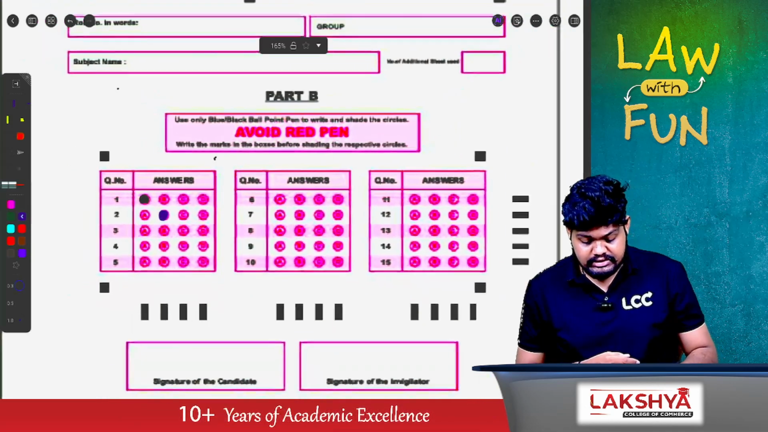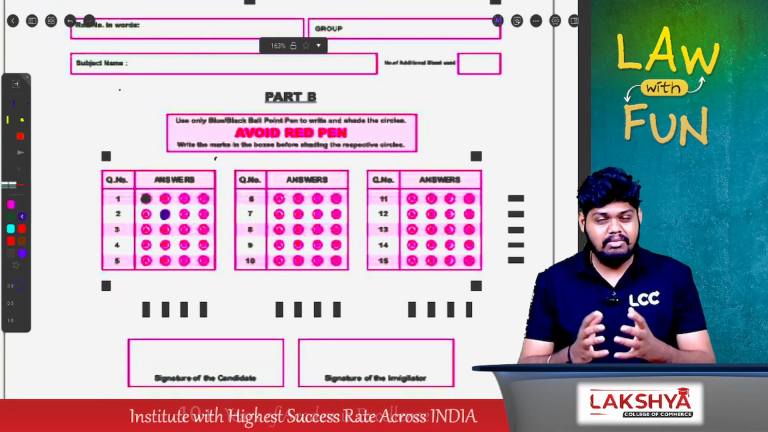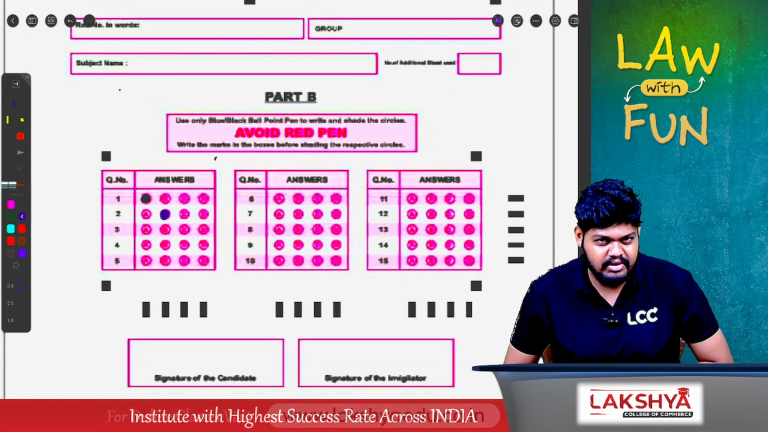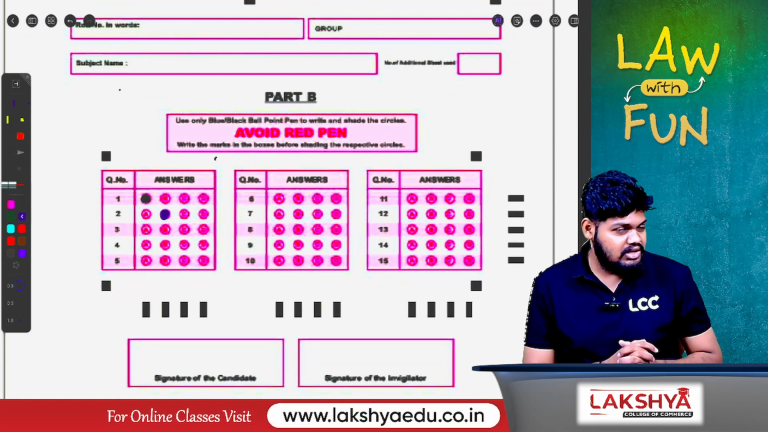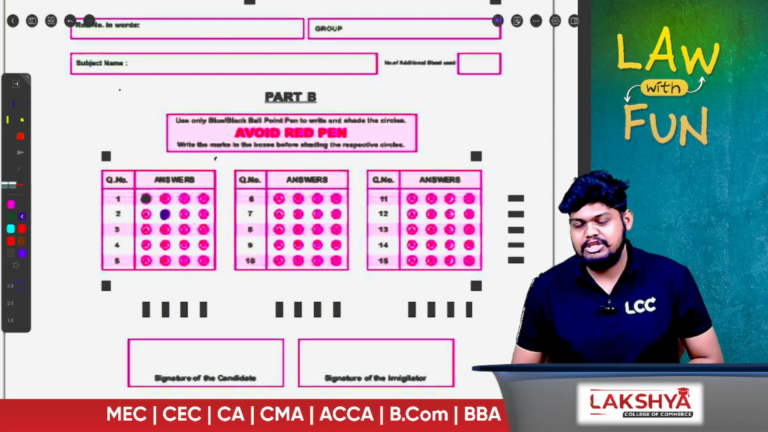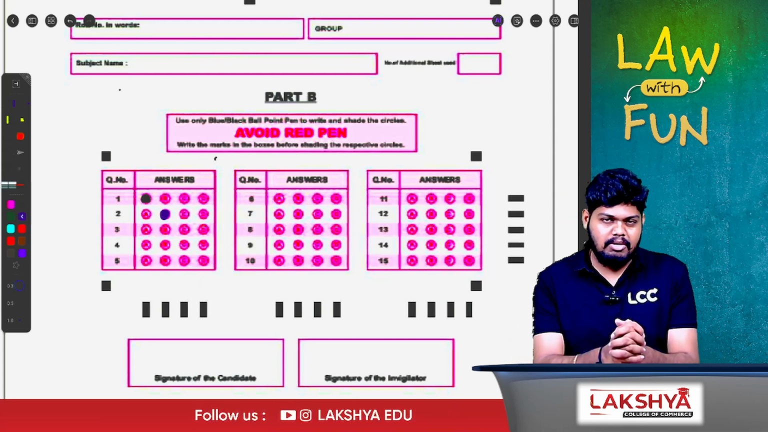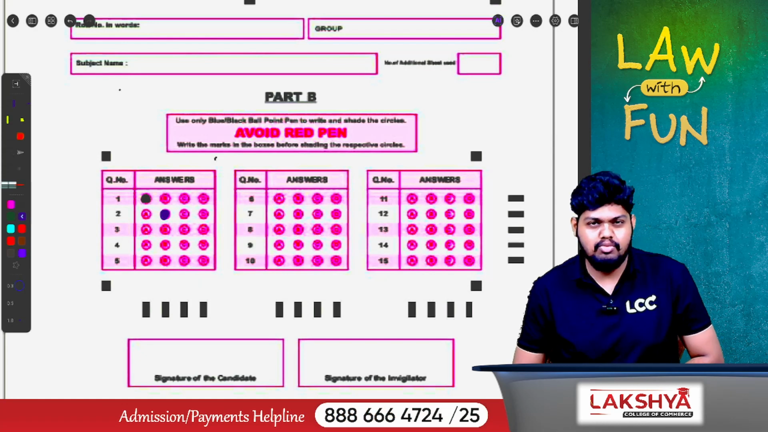So make sure that these bubblings are done properly, and the dilemma we had about whether justification should or should not be written is completely solved by this new information from ICMA. There's no justification required anymore. Simply bubble the OMR, you will be awarded 2 marks for this.